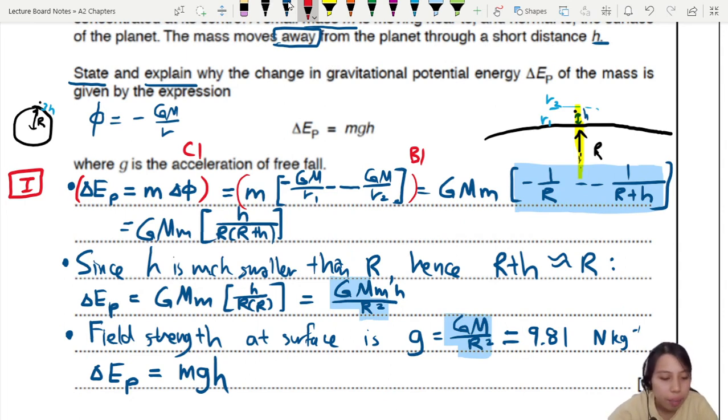Then the third mark comes in when you do your approximation. Since H is much smaller than R, hence R plus H is roughly equal to R. This is our B1 mark. Then if you recognize that GM over R squared is the gravitational field strength at the surface of the Earth, GM over big R squared, this is a B1 mark if you show you knew this equation. And lastly, if you manage to get here, no mark, A0. So you must show you get to that step. So that's 1, 2, 3, 4, 4 marks for this proving question.